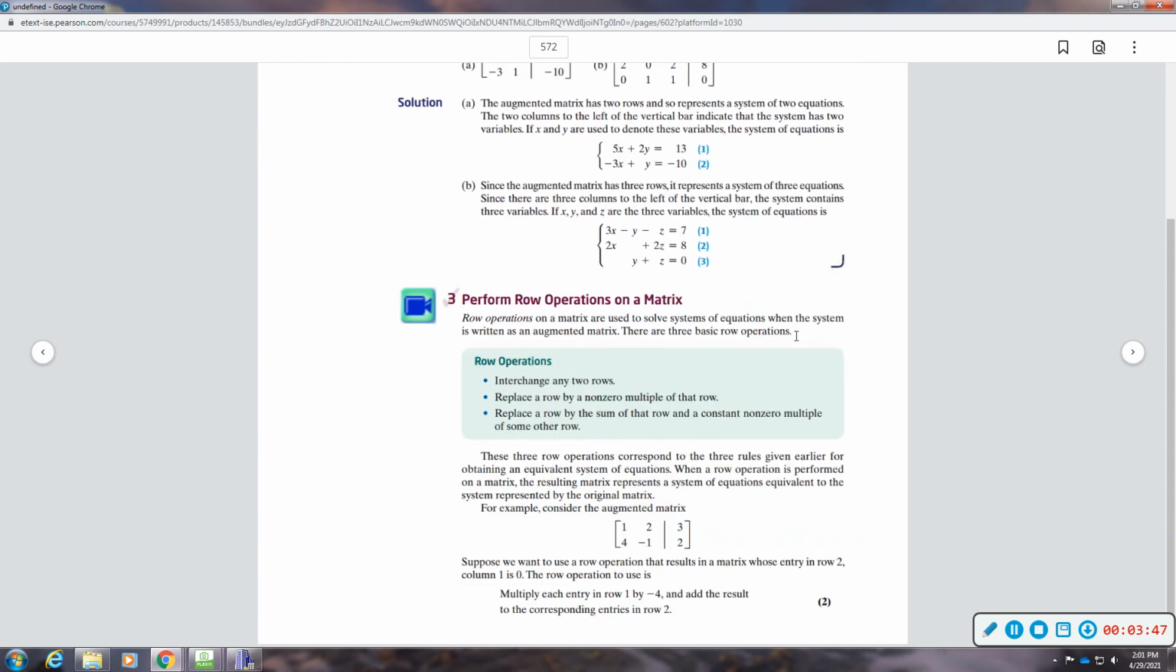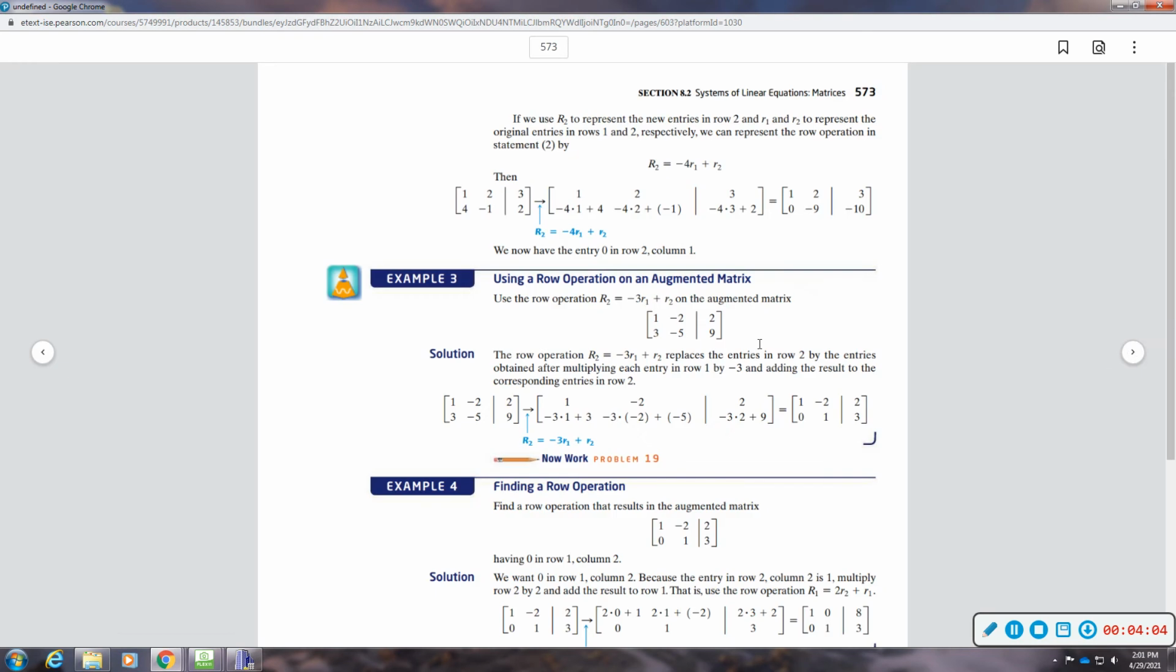So there are a lot of operations. Here are some of them. We can interchange rows, just move them one to the other. We can replace them, we can add them, we can multiply them. I'm going to show you all that in my math lab. Here is an example of what a row operation looks like.